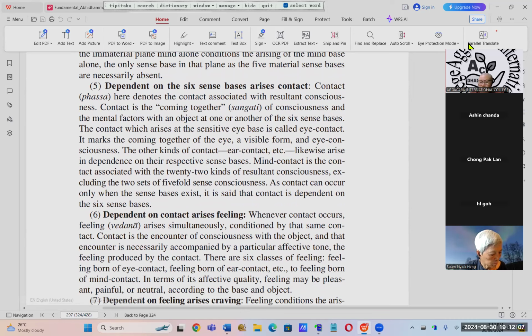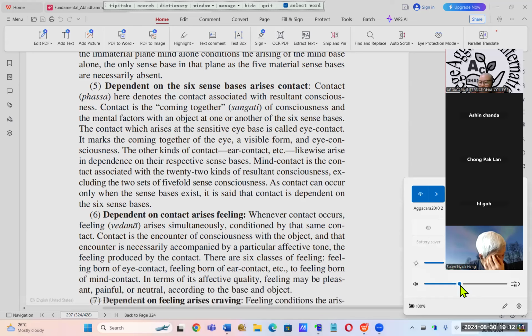Dependent on the six sense bases arises contact. Contact, phassa, here denotes the contact associated with resultant consciousness. Contact is the coming together, sangati, of consciousness and the mental factors with an object at one or another of the six sense bases. The contact which arises at the sensitive eye base is called eye contact. It marks the coming together of the eye, a visible form, and eye consciousness. The other kinds of contact, ear contact and so on, likewise arise in dependence on their respective sense bases. Mind contact is the contact associated with the twenty-two kinds of resultant consciousness, excluding the two sets of fivefold sense consciousness. As contact can occur only when the sense bases exist, it is said that contact is dependent on the six sense bases.